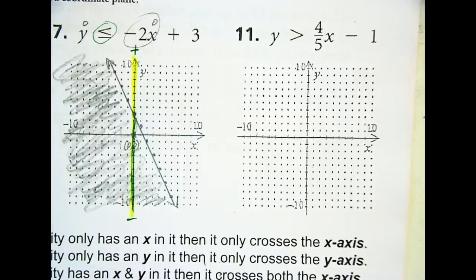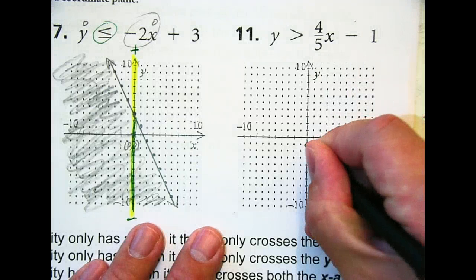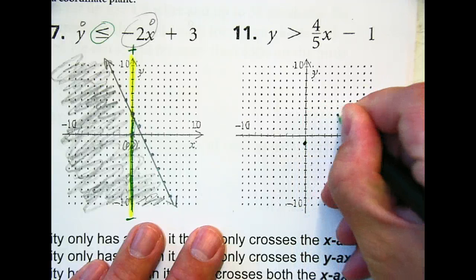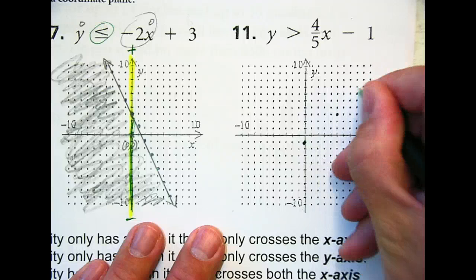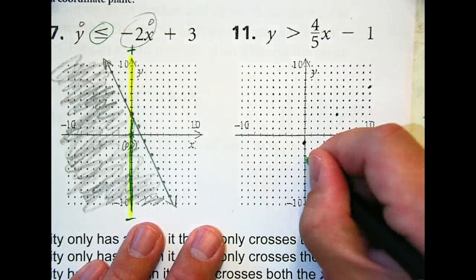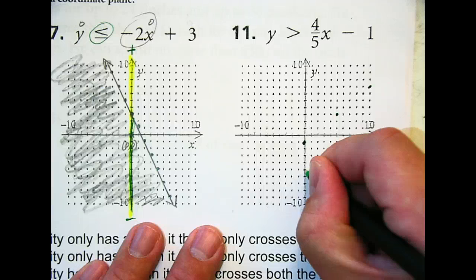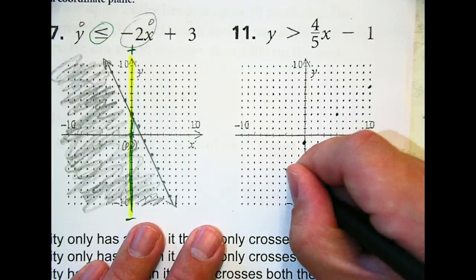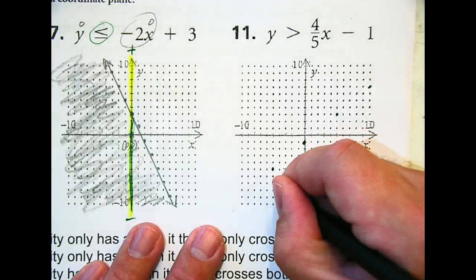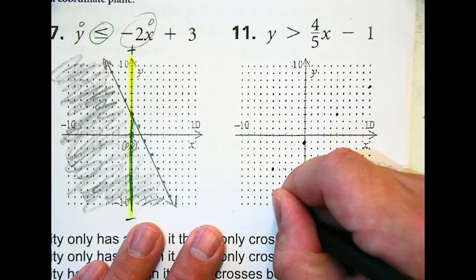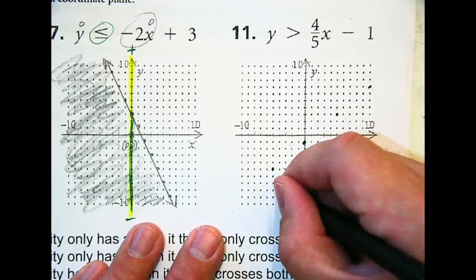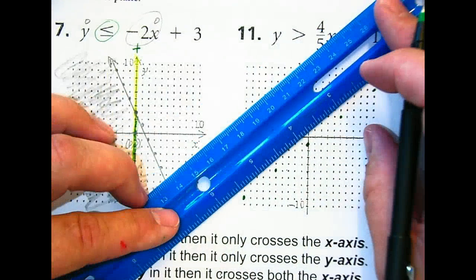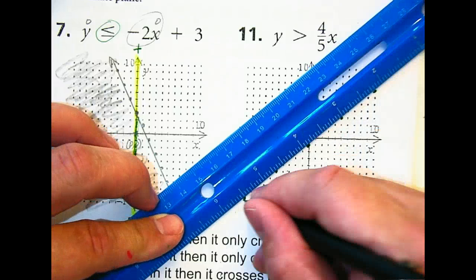So if I'm graphing number 11, I'm going down to negative 1, rising 4, running 5. Once I see my trend, I can go down 4 and over 5. What if it is undefined, like straight up and down? We'll talk about it. Okay, 1, 2, 3, 4. Solid or dashed? Dashed. Dashed, yes.